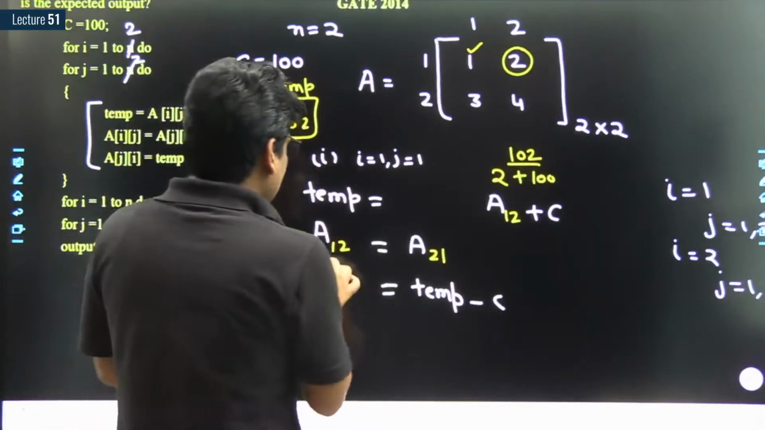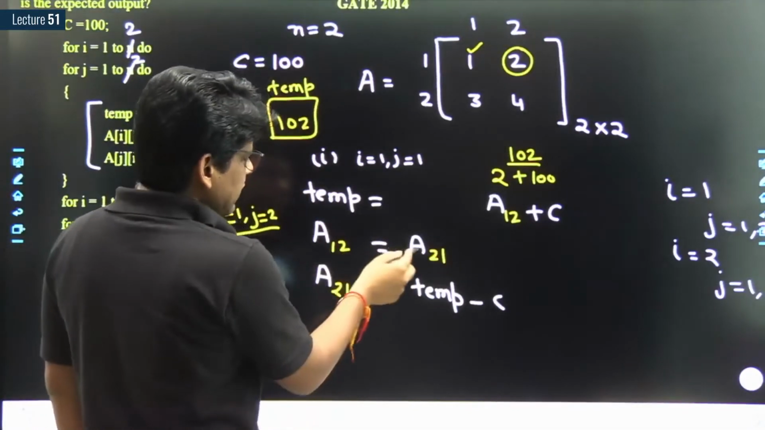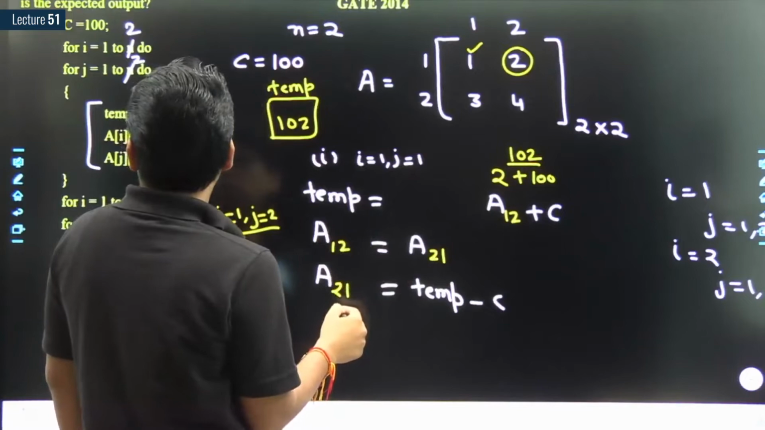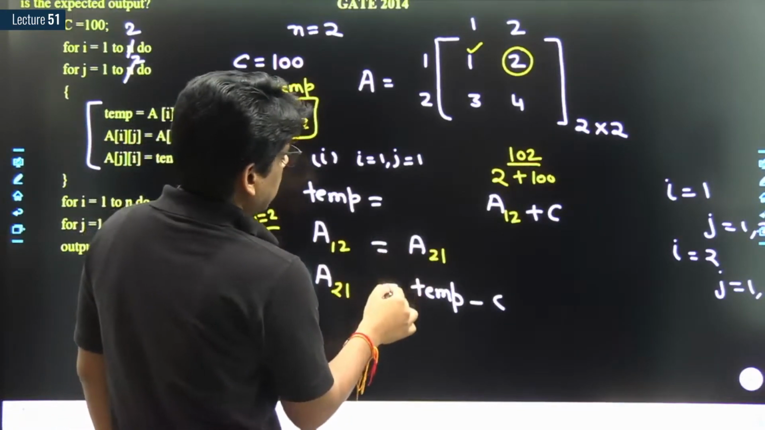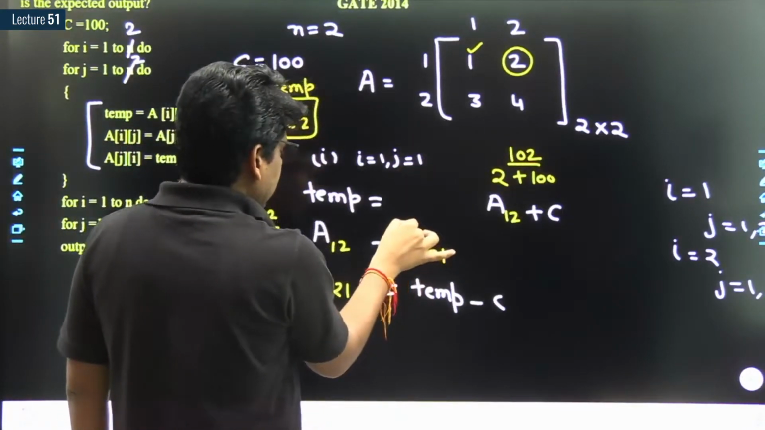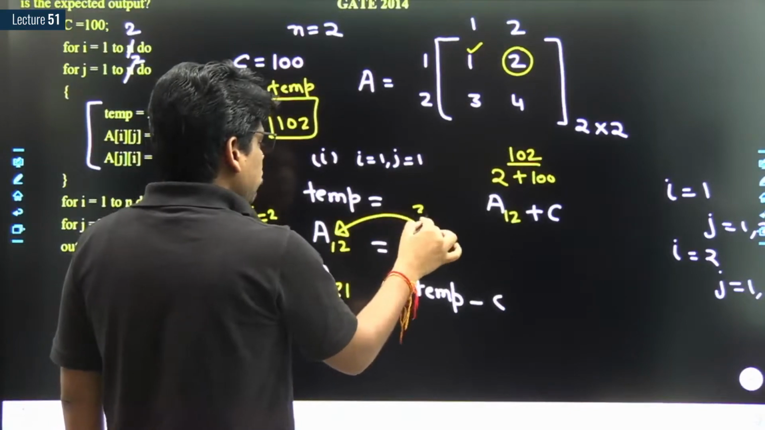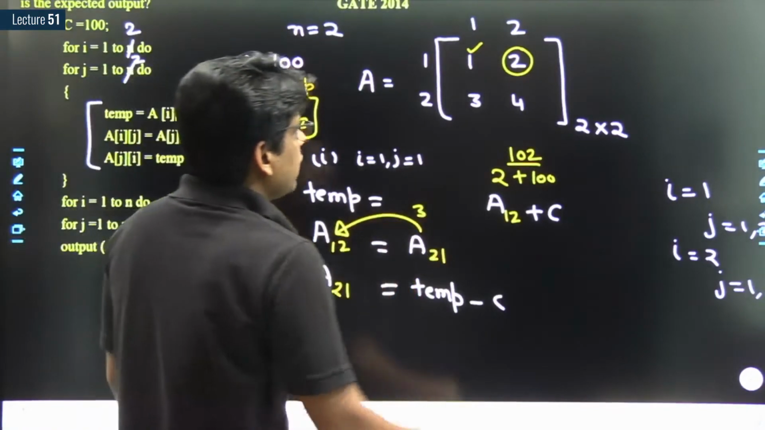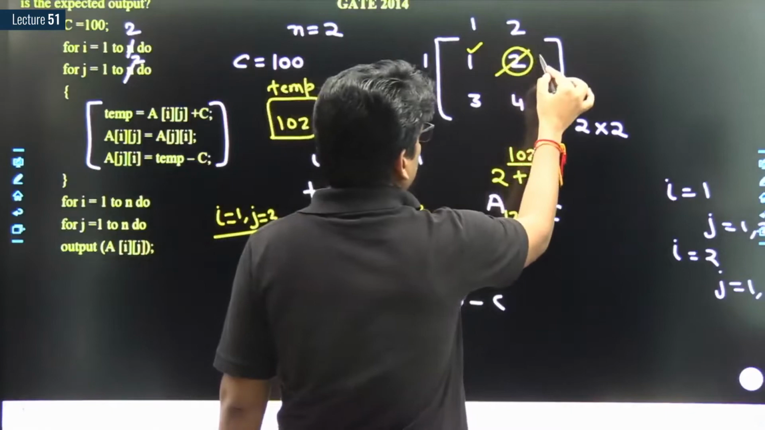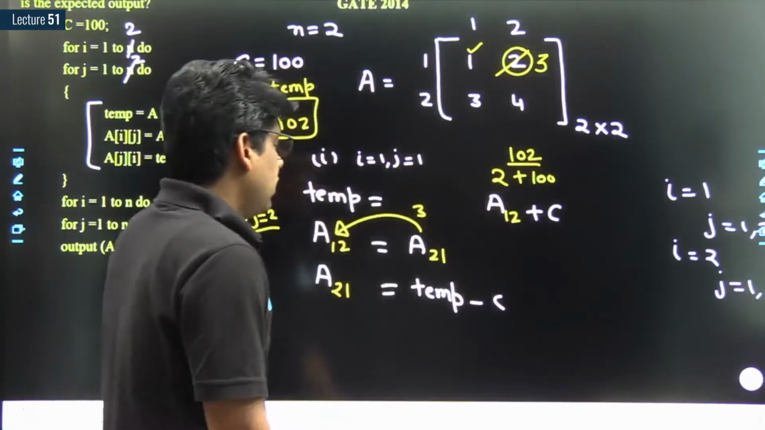Okay. Then A12 is equal to A21. What is A21? Sir, A21 is 3. That means 3 is the value that gets stored inside A12. That means instead of this 2, 3 will be stored here.